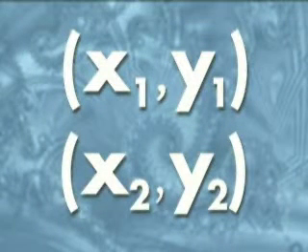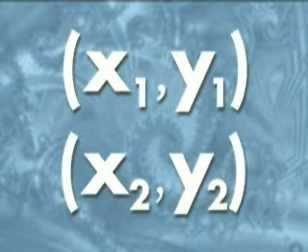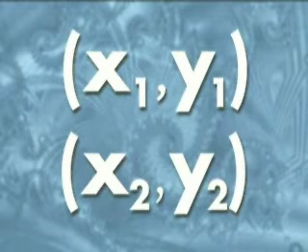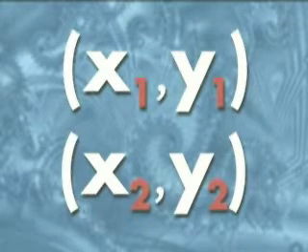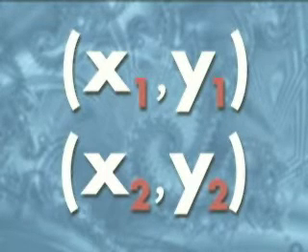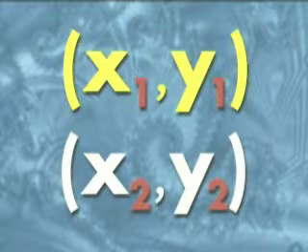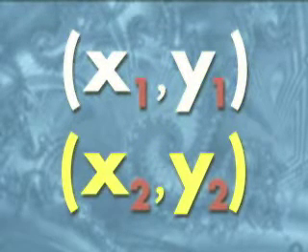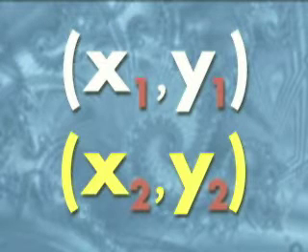Now, before I show you the formula for the slope of a line, I want to explain a few pieces of algebraic notation that are commonly used in finding the slope. In algebra, to represent the coordinates of 2 different points, we use this notation. The sunken numbers following the x's and y's are called subscripts, and the notation is read x sub 1, comma y sub 1, and x sub 2, comma y sub 2.